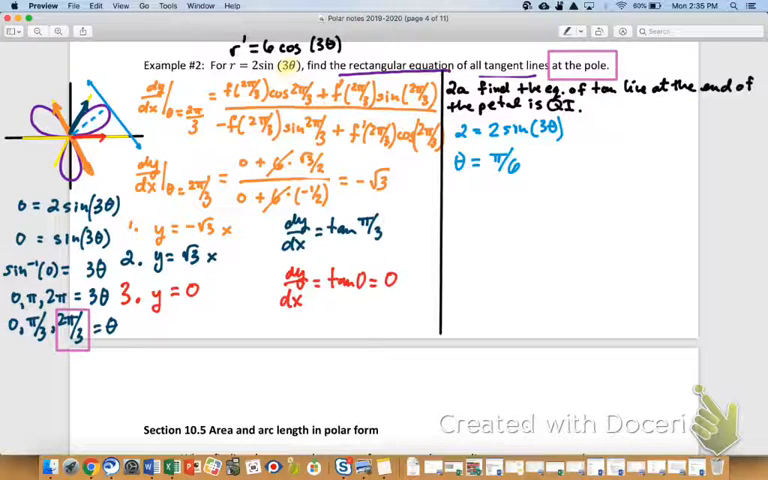Okay, so here's one way to do this. dy/dx: we could use our lovely formulas here. I think they all look pretty good. Pi over 6 is the angle. If I plug in pi over 6, I get sine of pi over 2, which is 1, times 2 is 2. So there's my f of theta. Cosine of pi over 6 is?